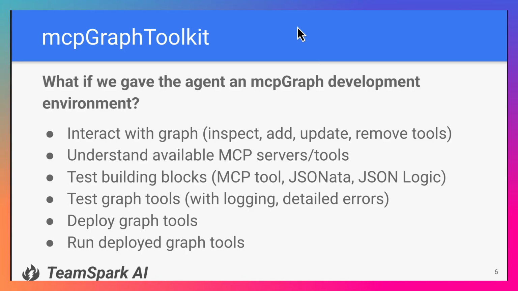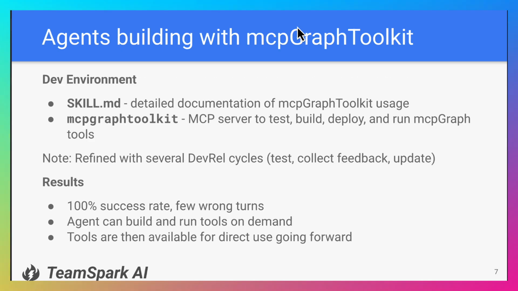We allow them to deploy graph tools and then run those deployed graph tools. So we have a complete end-to-end environment where the agent can plan, design, test, and build an MCP graph, and then when it's done, it deploys it, and then it can just run that thing. It's available now in the context of that agent. It can run it whenever you need it to. So that's the dream of end-to-end code mode, but we're doing it without code with MCP Graph.